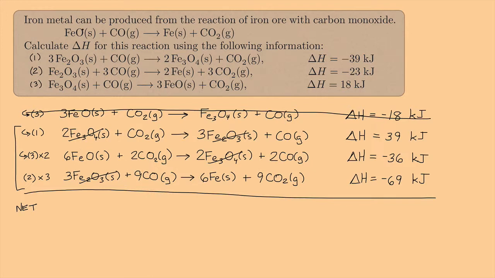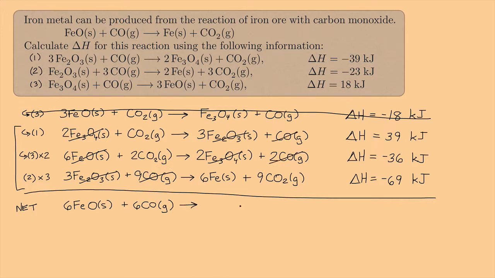So FeO solid, I do have that, but I have 6 of them. So 6 FeO solid. Okay, took care of that. Plus, let's see, carbon monoxide. I have 9 carbon monoxides here, and I have 3 here, 2 here and 1 here. So that's going to leave 6 on this side. So I have 6 carbon monoxide gases. Okay, took care of those.